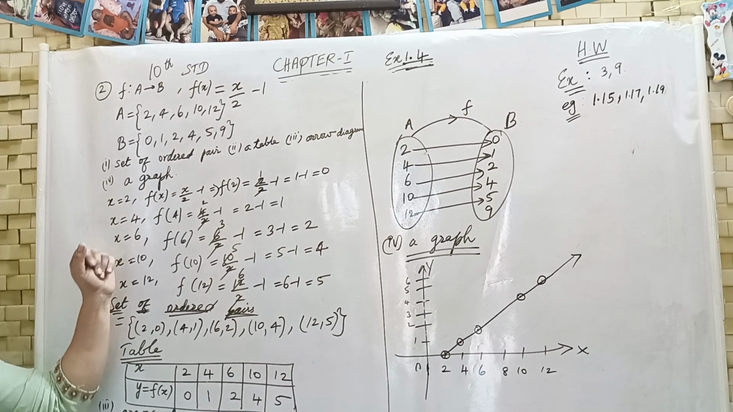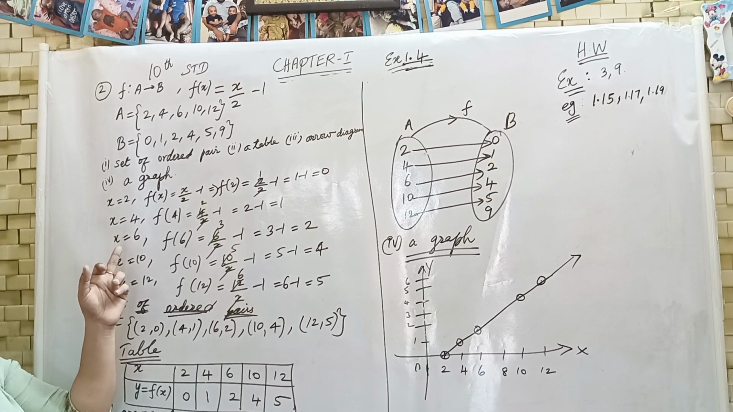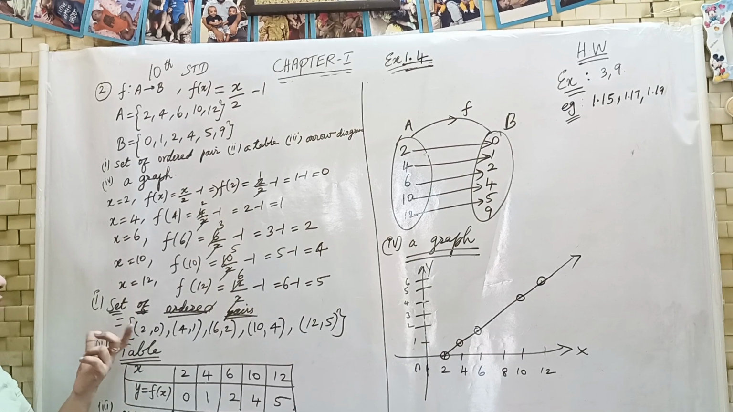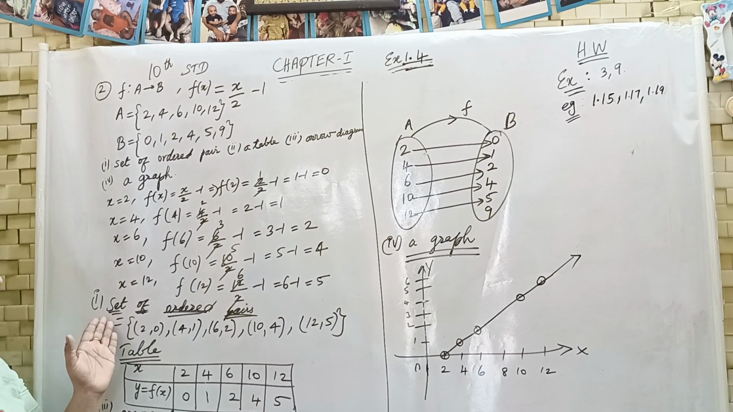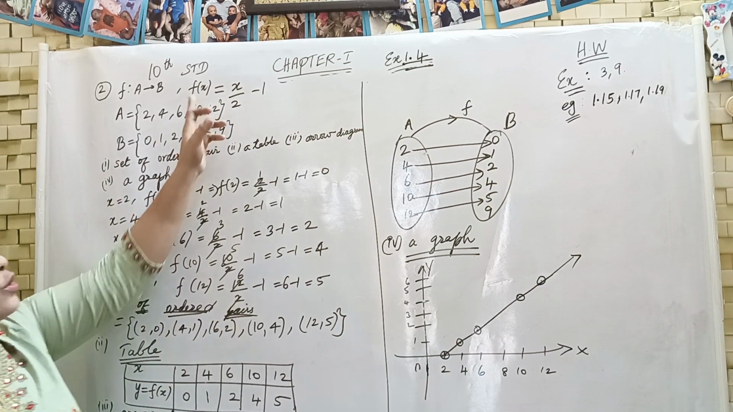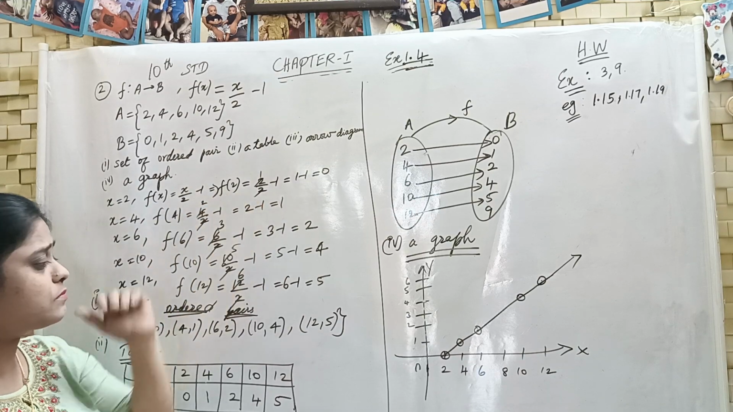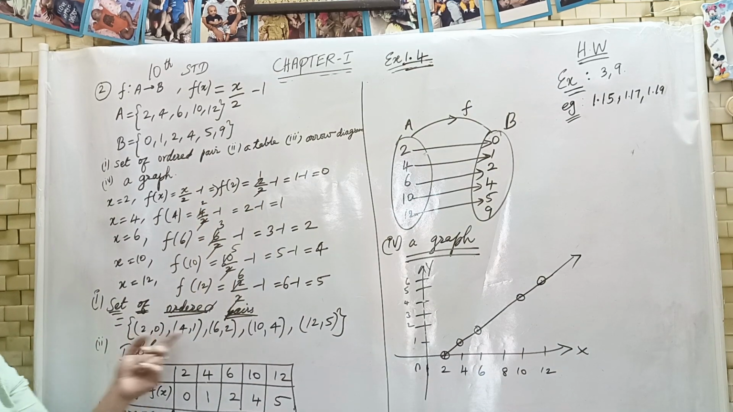So x is 2, 4, 6, 8, 10, 12. You are just finding the set of all ordered pairs. So take the x values, put them in your defined function, and you will get the y values. And the x values and y values, you have to write as ordered pairs.